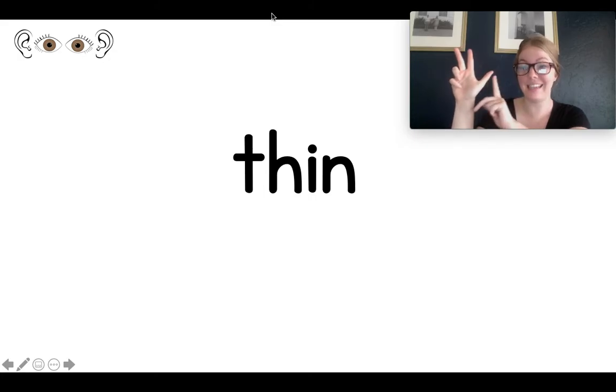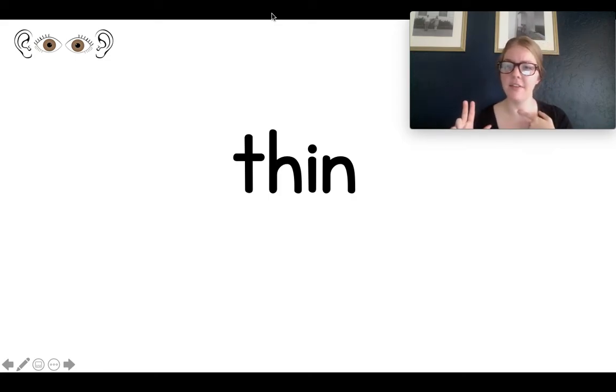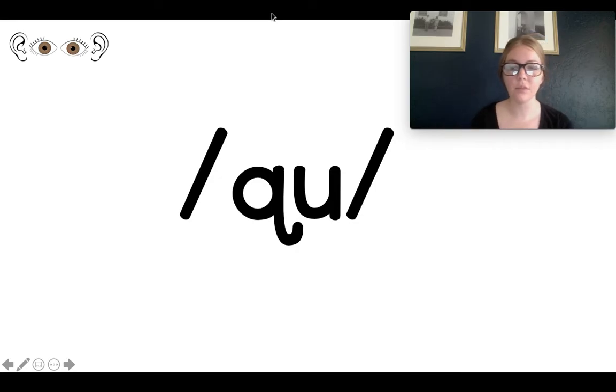Where did you hear the sound in that word? It was in the beginning. When we had our first finger come out, it said thin. Was it voiced or unvoiced? Thin. Well, you don't hear it move until I and N, so I know it is unvoiced. We're going to be learning and reviewing that Q sound today.